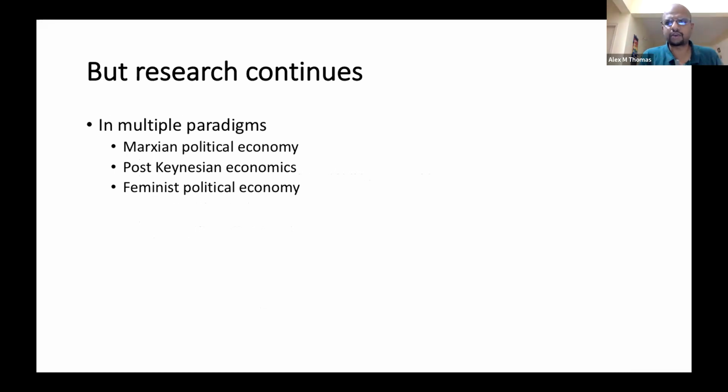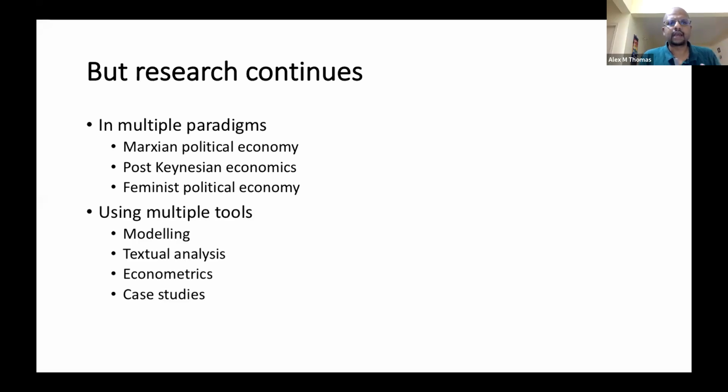And I'm calling it feminist political economy slightly to differentiate it from feminist economics, which could also include marginalist ways of engaging with gender. So that's why I'm calling it feminist political economy, just to make that distinction. And research also happens using multiple tools.